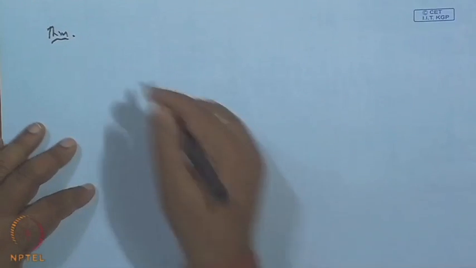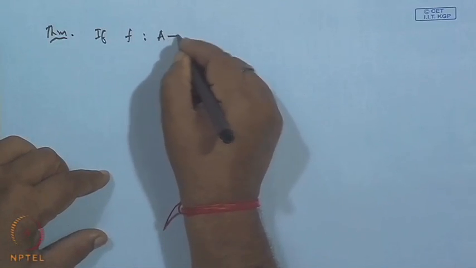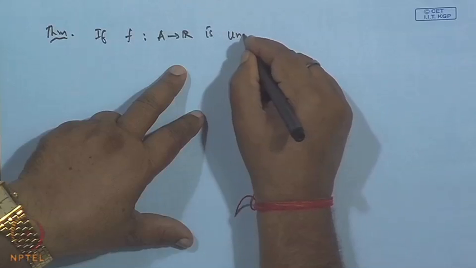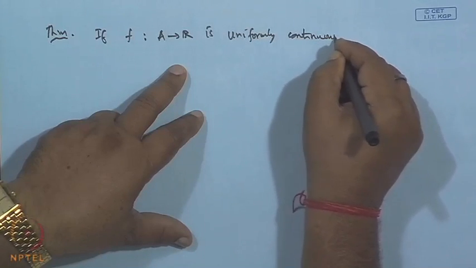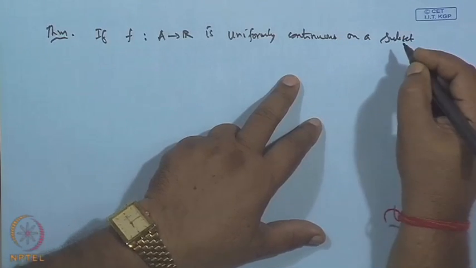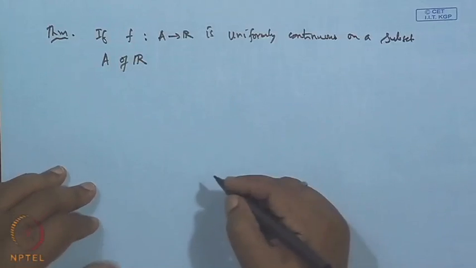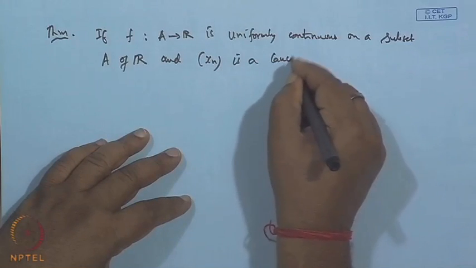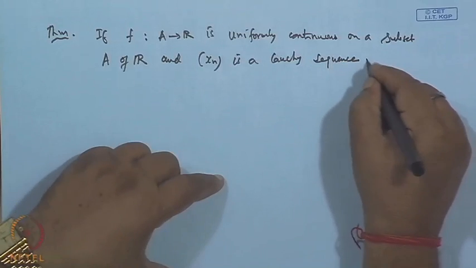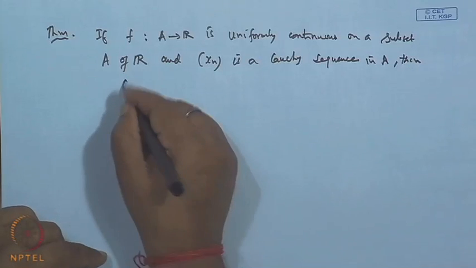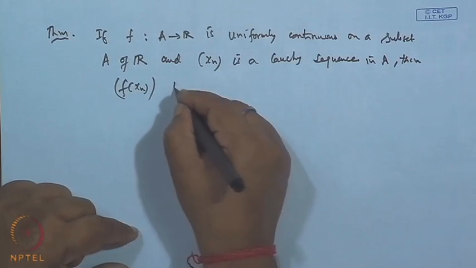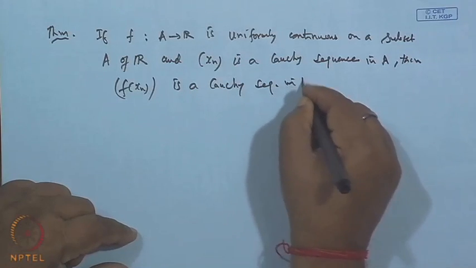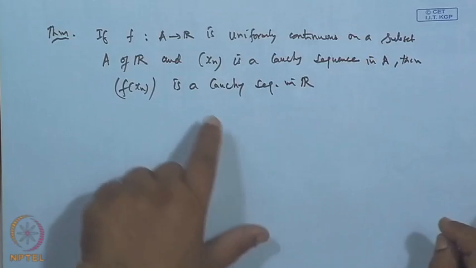Now, there is one more result. The theorem is: if f, a mapping from A to R, is uniformly continuous on a subset A of R, and if x n is a Cauchy sequence in A, then f of x n is a Cauchy sequence in R. It means that if f is a uniformly continuous function, then it will transfer a Cauchy sequence to a Cauchy sequence.